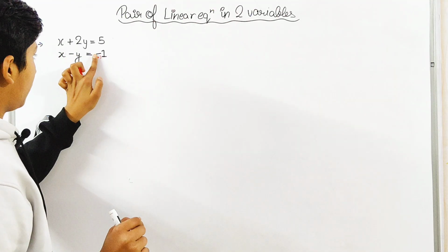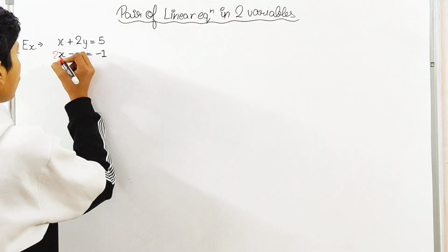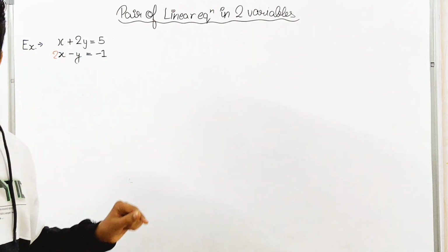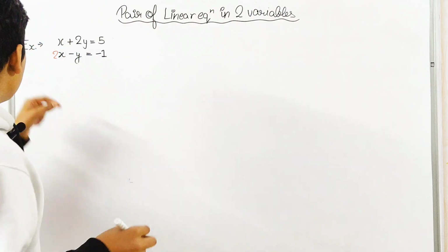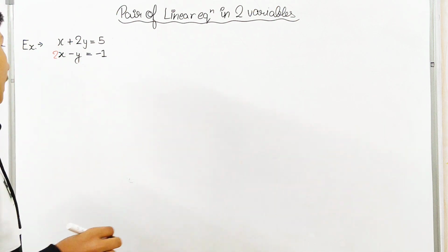What if this happens? See, let me erase this first. What if this happens, that this is 2x minus y and this is x plus 2y? Then it will be confusion. How? Because none of the terms are same. None of these are getting cancelled.